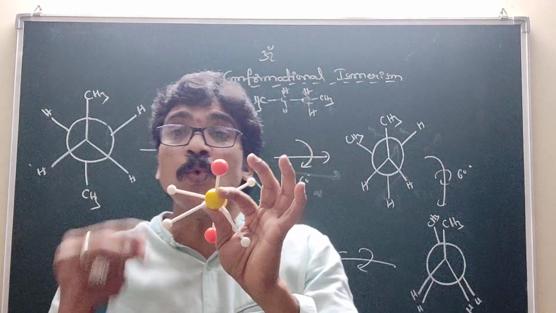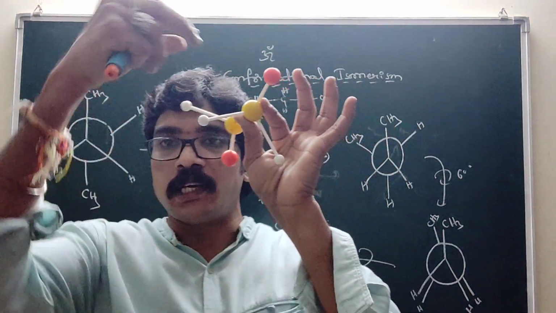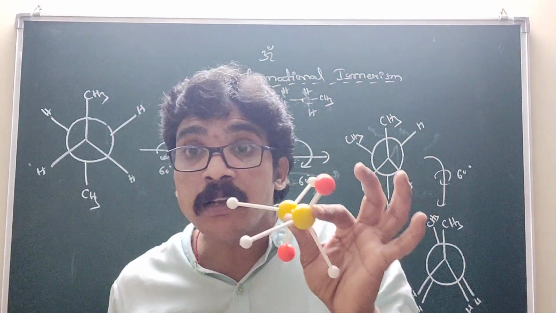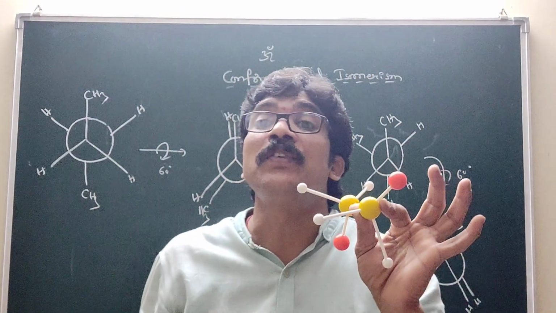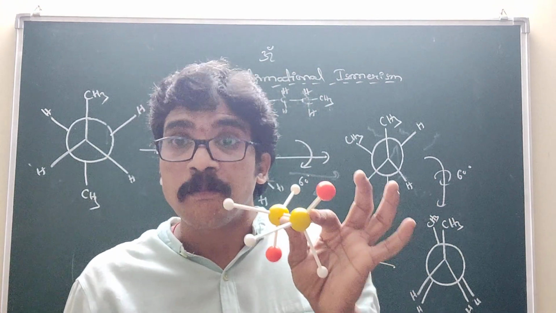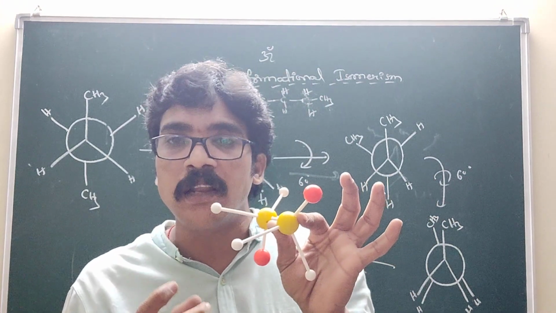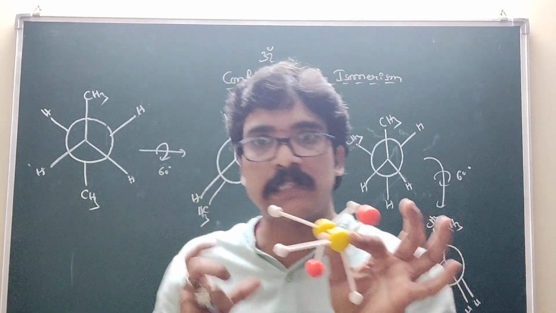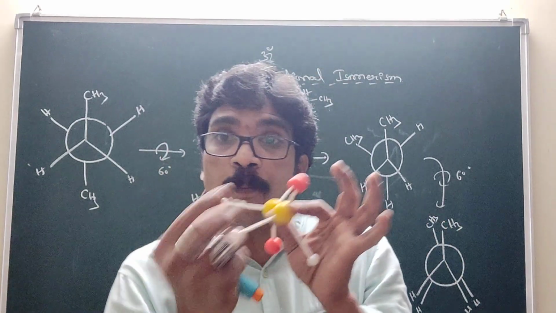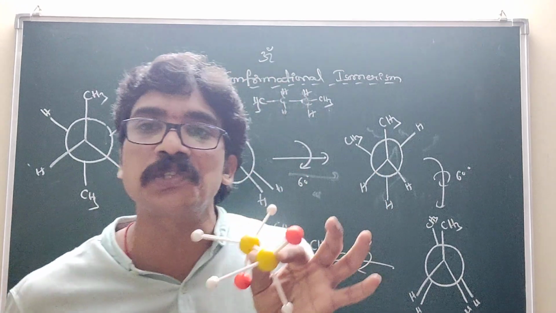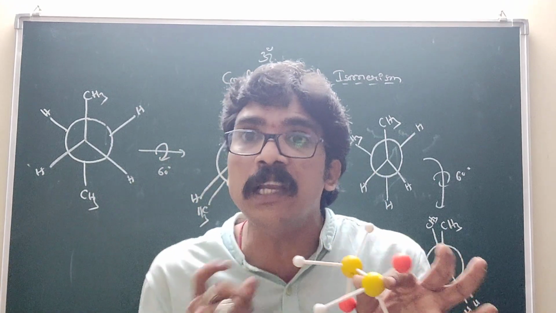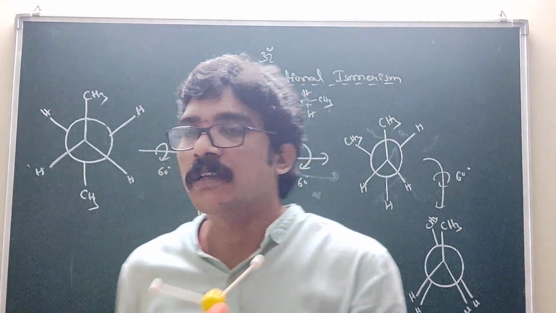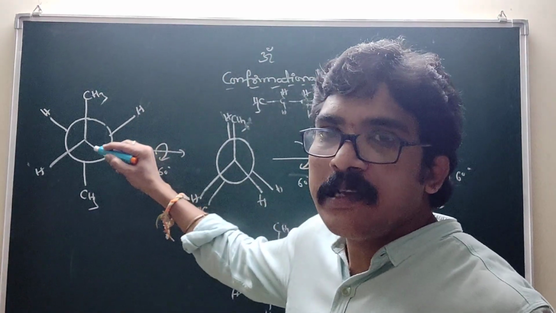Suppose these two methyl groups are very far from each other. Then between methyl and methyl, van der Waals strain is very less. Between the group and group, van der Waals strain is very less. So repulsions are very less, if you observe like this. So therefore, it is a front carbon.